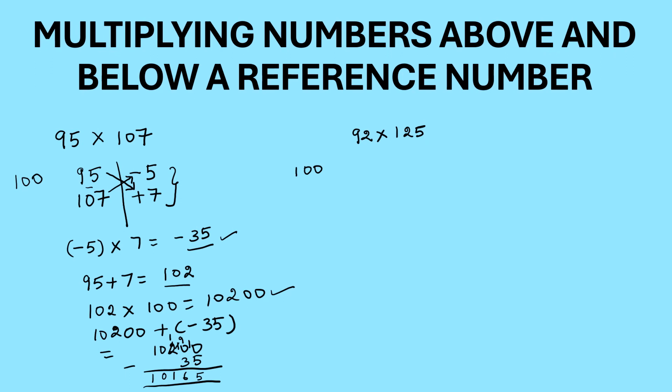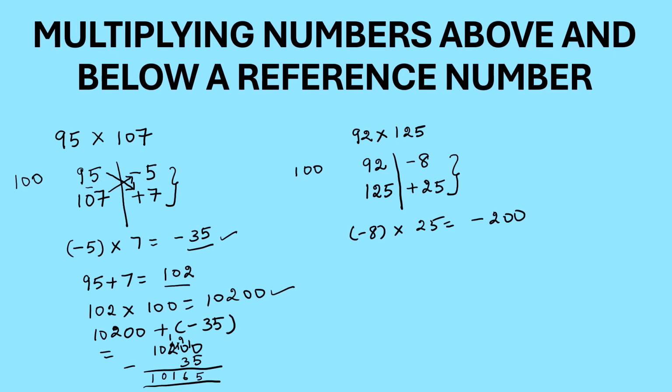To do the multiplication, we write down the numbers being multiplied one below the other. Here 92 is 8 less than our reference number, so we write down minus 8 next to it. 125 is 25 more than our reference number, so we write down plus 25 next to it. To calculate the RHS, we multiply these two numbers. Minus 8 times 25 gives us minus 200.